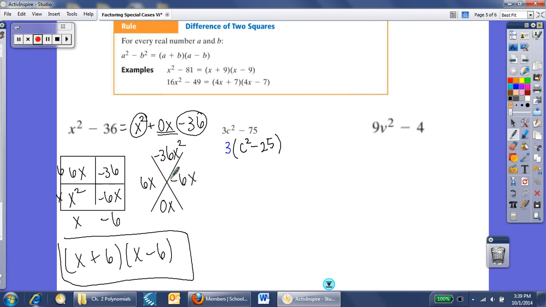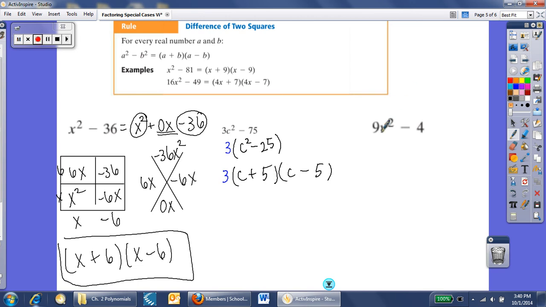Now I could do the box and the x here, but I notice that 25 is a perfect square. So let me bring this 3 down, and now I'll open up two sets of parentheses. I can put a c and a c. C times c would give me c squared. 25 is 5 times 5. I'll put 1 as plus and 1 as minus. 5 times negative 5 is negative 25. And the middle terms and the outer terms would cancel out and leave us with what we started with.